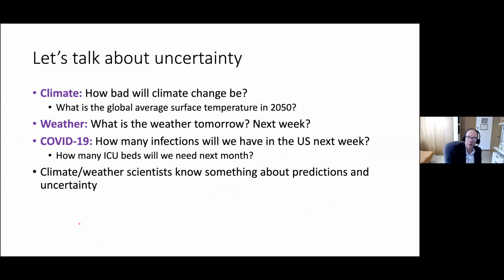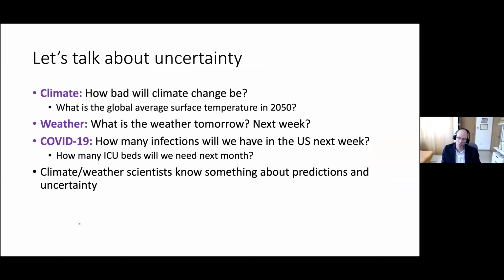When we talk about climate change, we want to understand how bad it's going to be. So for example, we'll ask questions like, what's the global average surface temperature in 2050? And we'll ask those questions of our models. The weather models are actually very similar to climate models. It's just that where we put our effort on reducing uncertainty is different, which is what I'll get into.